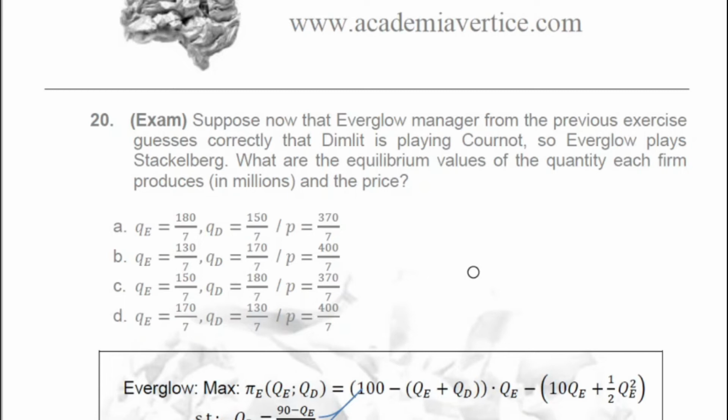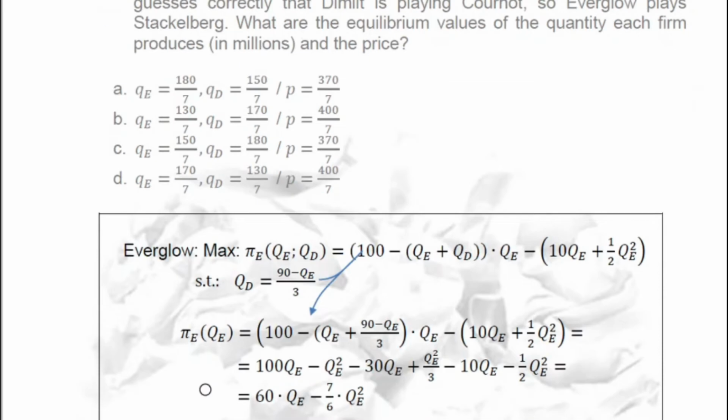Now, as I told you before in the previous video, I think we need to make the maximization problem, the constrained maximization problem, from the leader. The leader is Everglow because it chooses the quantity before, hoping Dimlit will act like this. Then profits are price times quantity minus the cost for Everglow.